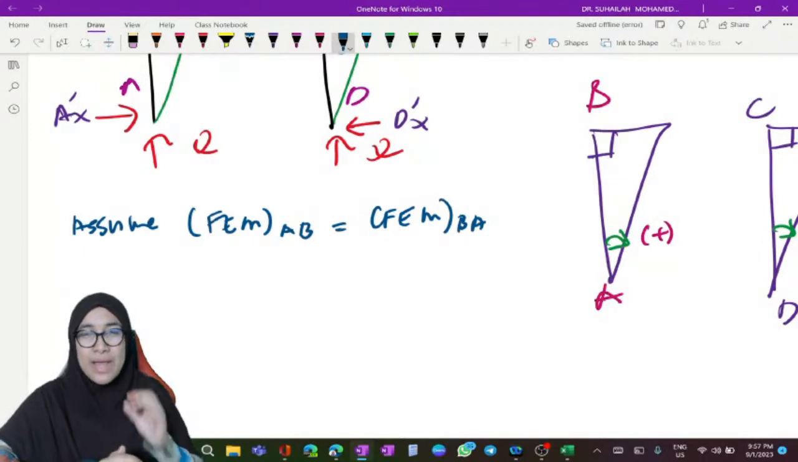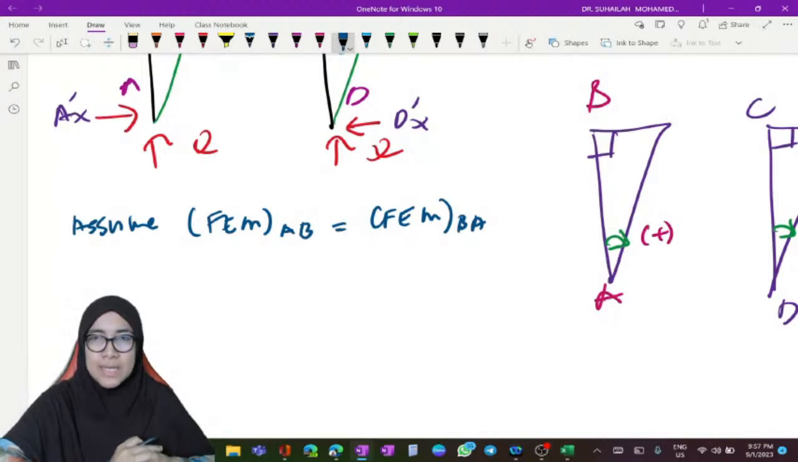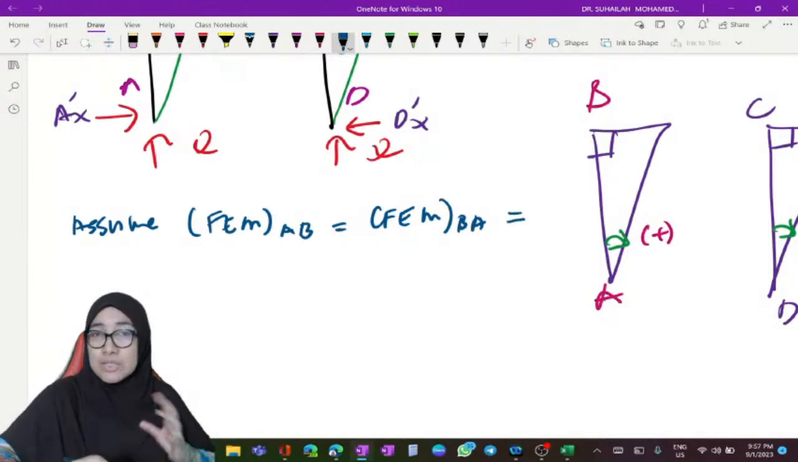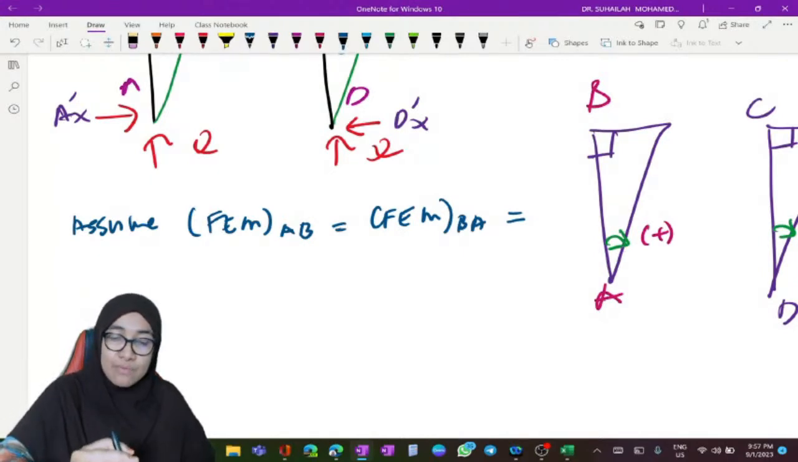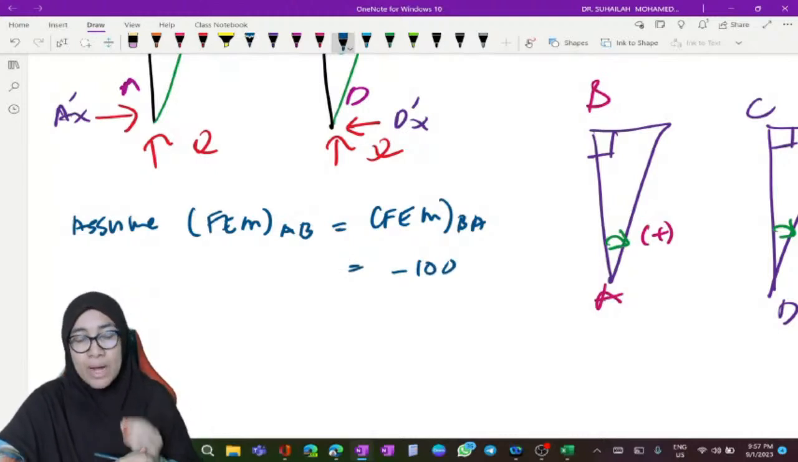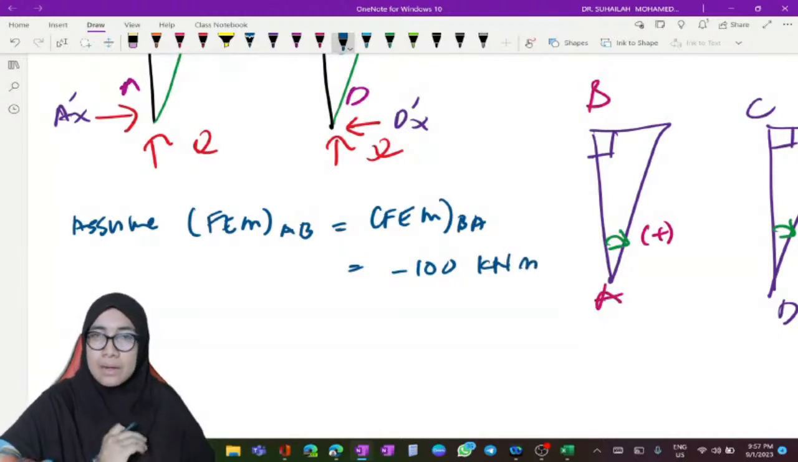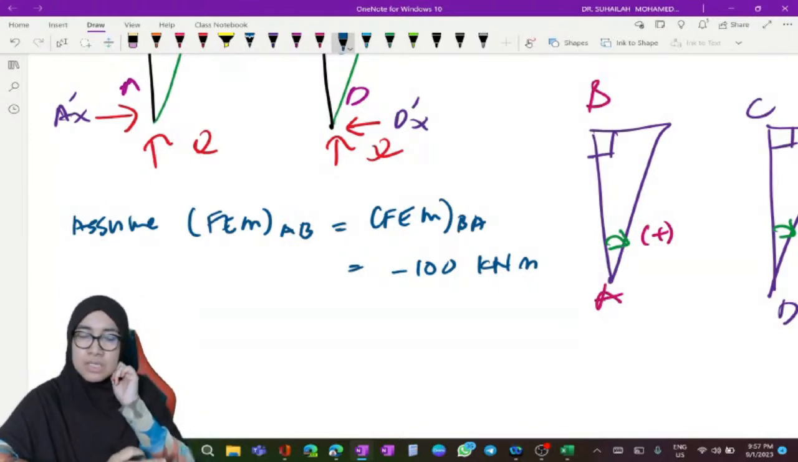Okay, so this one we have to assume the value. In the textbook, Hibbeler suggested we use 100, just a nice value. But it is not 100, it is negative 100 because of the behavior. So this is negative 100 kilonewton meter. We assume the value. Negative 100, this is for AB.